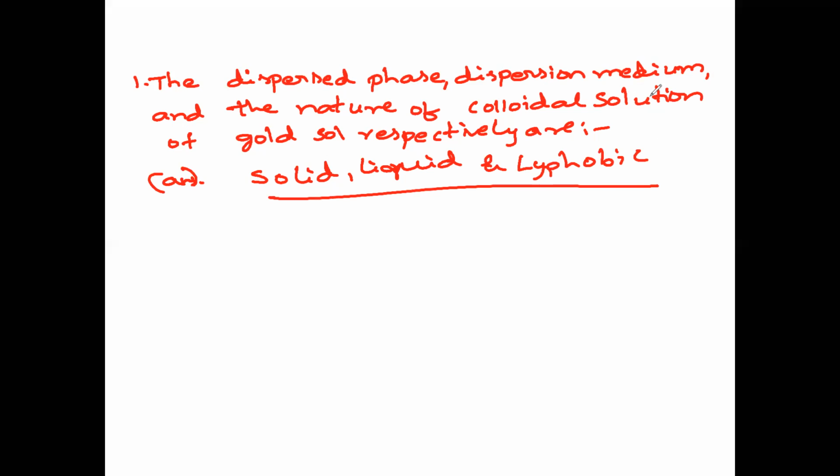So the dispersed phase, dispersion medium, and the nature of colloidal solution of gold salt respectively are solid, liquid, and lyophobic. In gold salt, the dispersed phase particle is solid, that is gold, and the dispersion medium is liquid, that is water, and the nature of the solution is lyophobic. Lyophobic is nothing but solvent hating. It means gold particles are not attracted towards water. I hope it is clear. Next question, question number 2. Let us discuss some important questions.